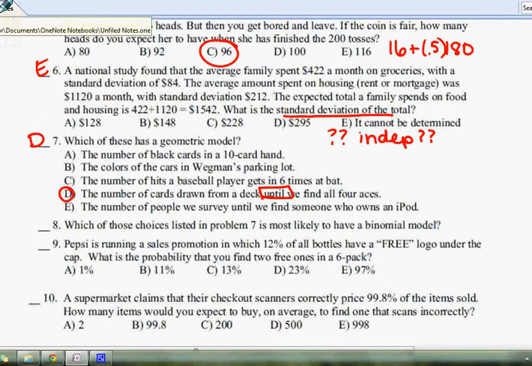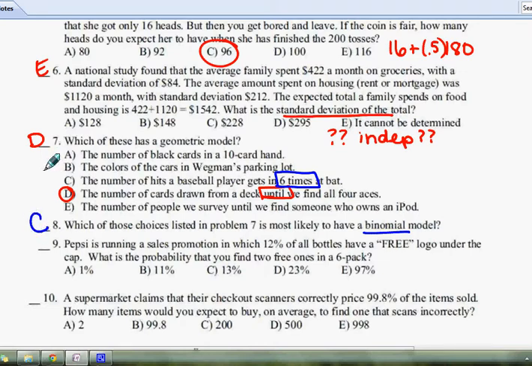For the next problem, however, we're looking at the same sets, but we're looking for binomial. Binomial is saying you have a set number of events and you're counting successes. Set number of events. I would say that that would be C. The number of hits a baseball player gets in 6 times at bat.